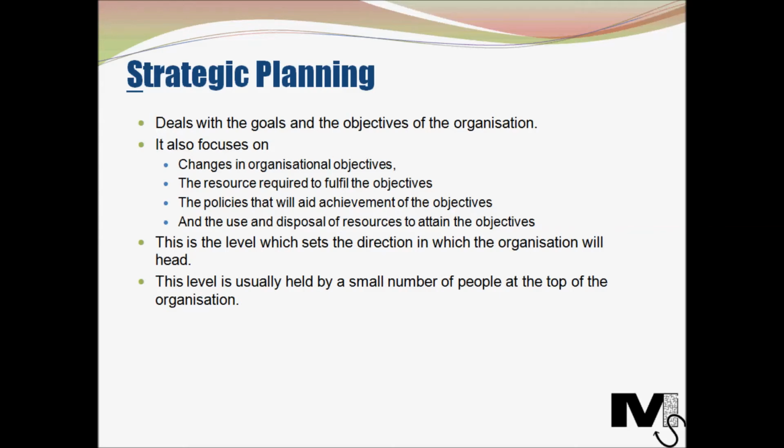The decisions taken here will have far-reaching impact on the organization. This is a level which sets the direction in which the organization will head. This level is usually held by a small number of people at the top of the organization, and the challenge they often face is predicting the direction in which the organization is headed and the external environment it operates in. So those are the sort of challenges that they at the top face.